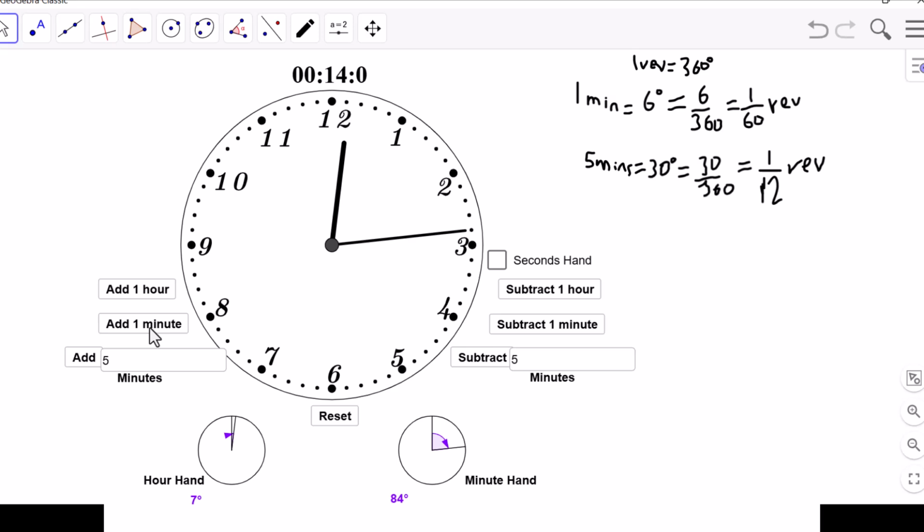As the minute hand turns, let me go to 360 again. As the minute hand turns 360, which is 1 o'clock. So this is 1 o'clock, you see. The minute hand has turned 360 degrees, the hour hand has turned 30 degrees.